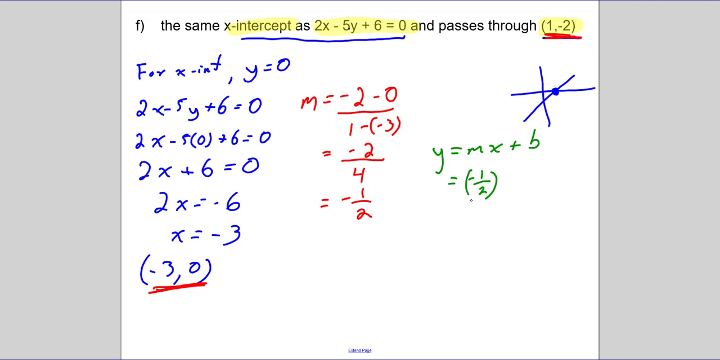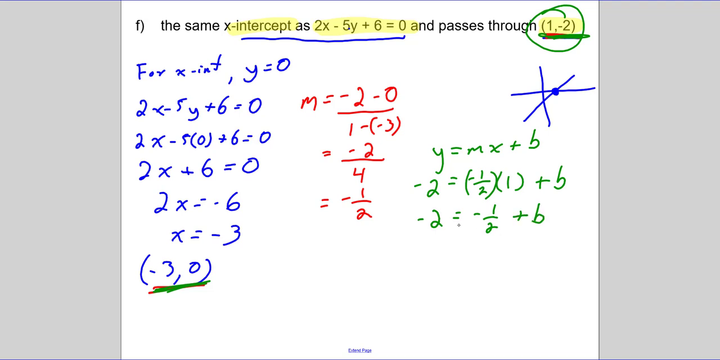Again, it doesn't matter which point. We have 2 points. We have this point here, and we have the point negative 3, 0. Either one of them will work. I'm going to plug in the original point that they gave us. So the y value is negative 2, the x value is 1, plus b. So negative 2 is equal to negative 1/2 plus b.